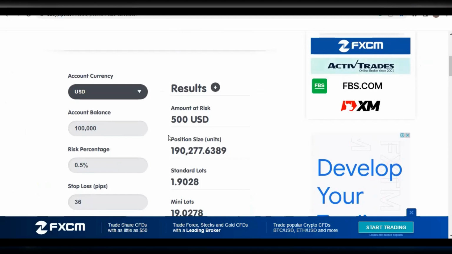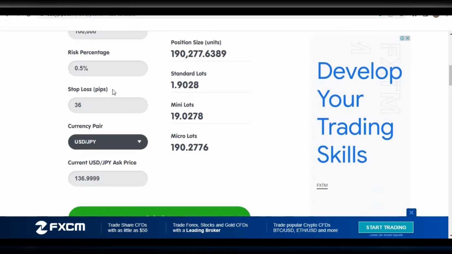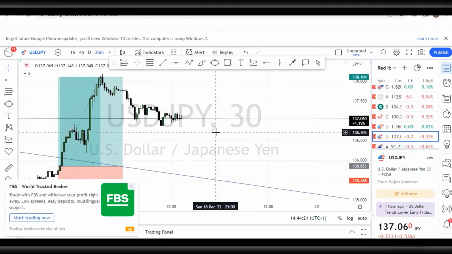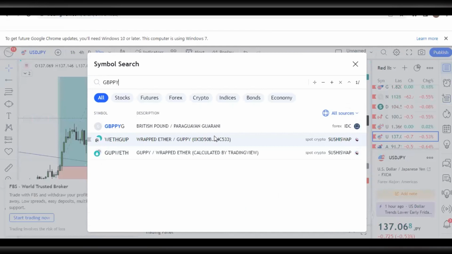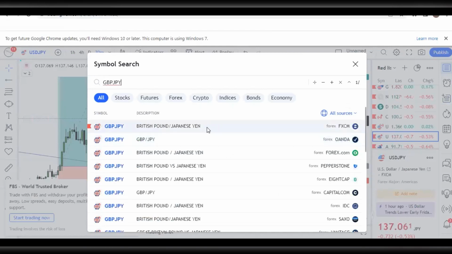Now, the amount to risk, like I said just now, is $500. Position size is 190,000 units, that's 190,000 divided by 100,000, that's 1.9. That should be your lot size. Standard lots, they wrote 1.9, mini lots 19, micro lots 190. So if you are trading standard lots, you should open 1.9 standard lots. That's how to use the position size calculator. It's the same way we calculate pips for GBPJPY, because they both have JPY as the other side of the currency.